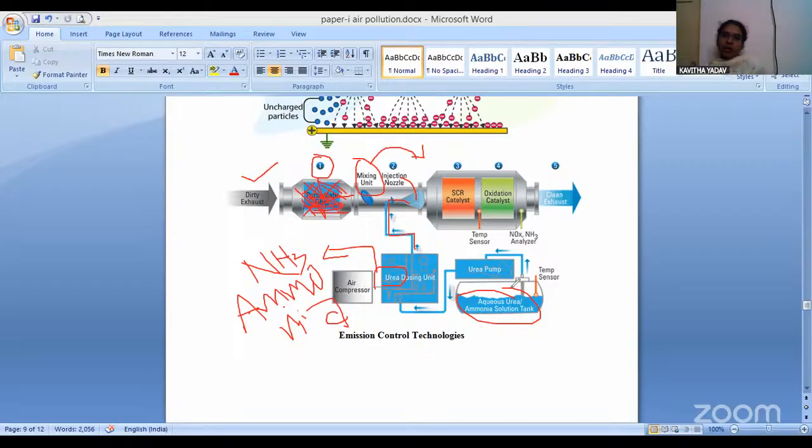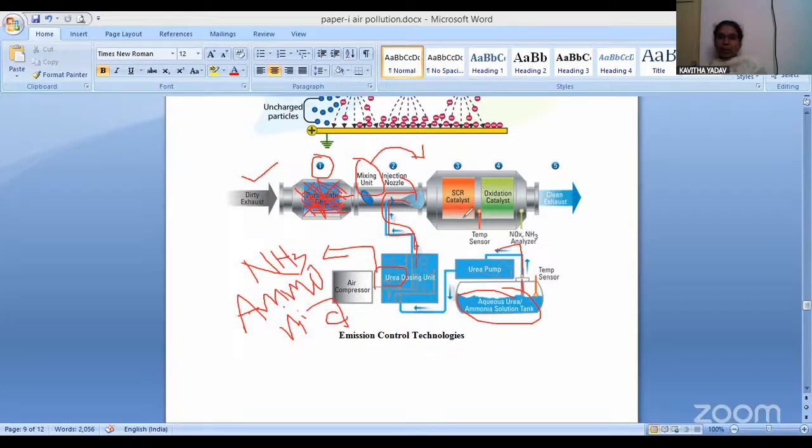Okay, we have the connection from the aqueous solution tank of the urea and ammonia. That is nothing but the urea pump. Through this urea pump, it enters the urea dosage unit and is stored here, waiting for the dirty gas. When the dirty gas enters the second zone, it mixes with the urea and ammonia solution and enters the SCR catalyst.